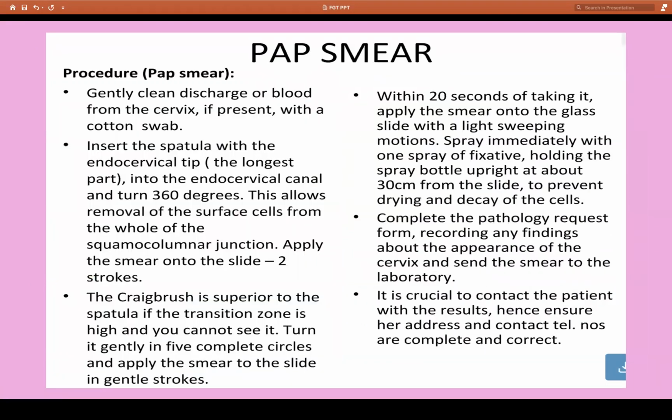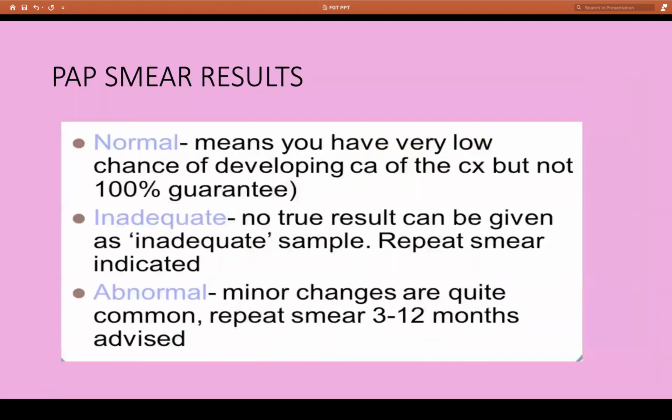So the pap smear will be prepared, and inform the patient she will be coming after 10 days or 1 week for the result, always. The pap smear result may be normal. Normal doesn't mean that she is 100% guaranteed not to have cancer of the cervix, but it suggests that the patient has less chance of developing this, and she will continue having her routine screening according to her age, 3 yearly or 5 yearly.